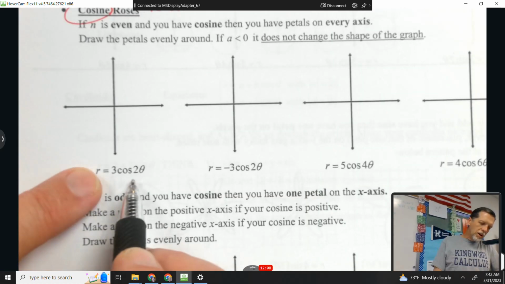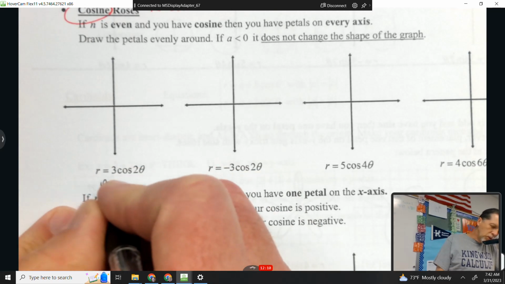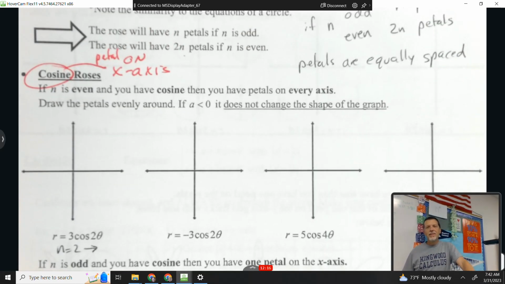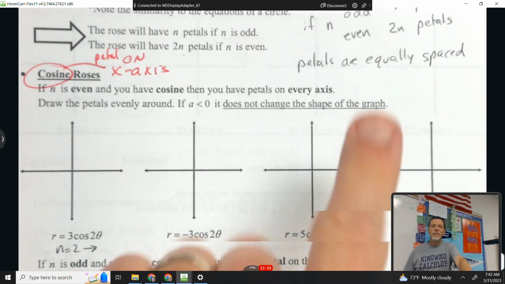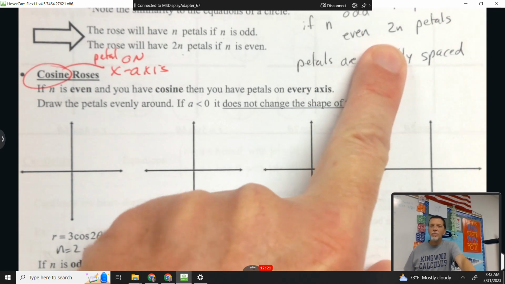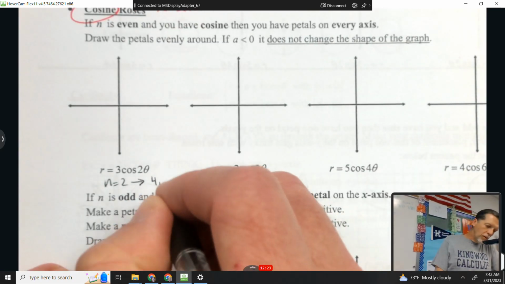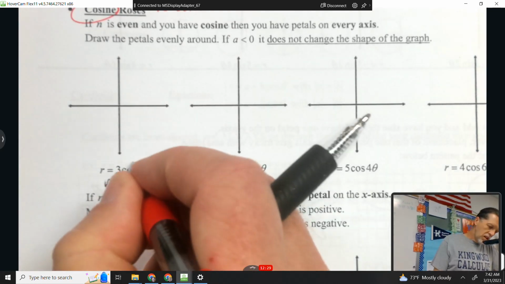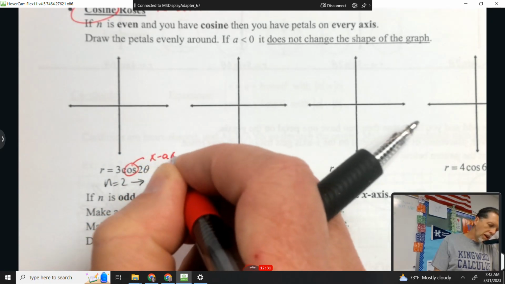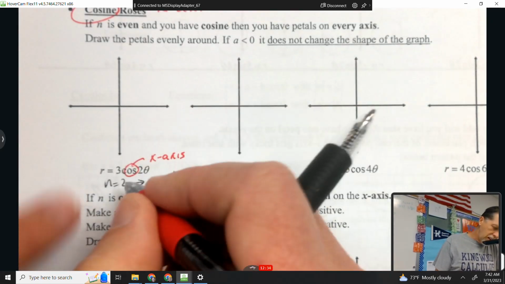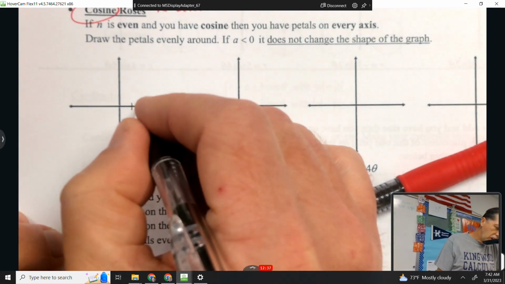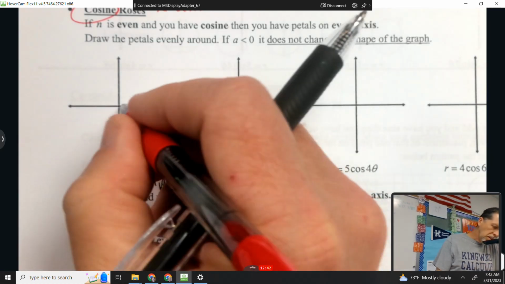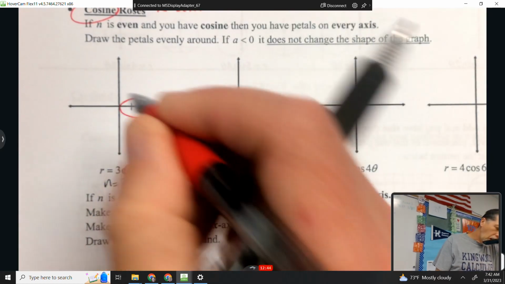So 3 cosine 2 theta. Okay, n equals 2. Therefore, how many petals? Careful. If n is even, then 2n petals. So n is 2. We've got 4 petals. And it's cosine, so we've got a petal on the x-axis. That is 3 out there, or the length of the petal is 3. There's our first petal.